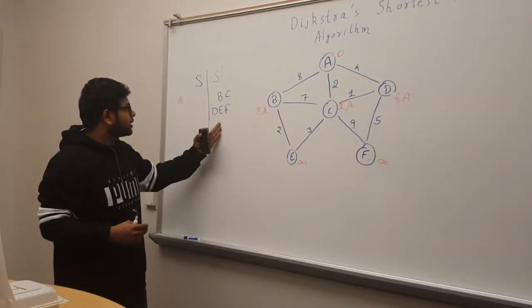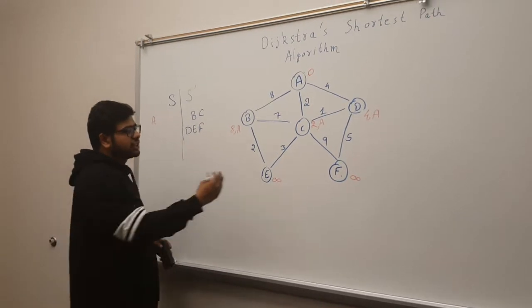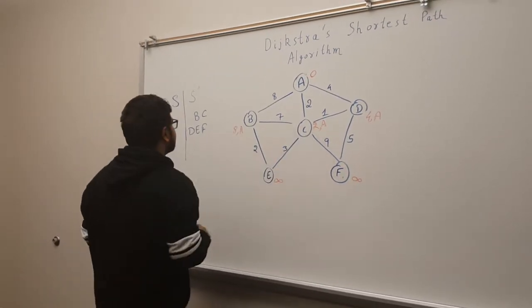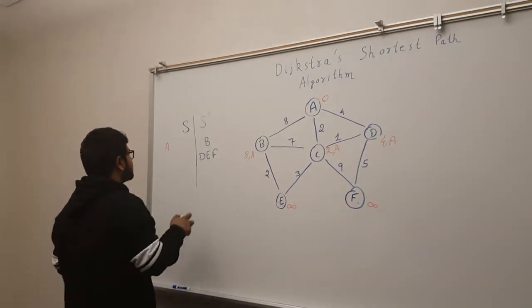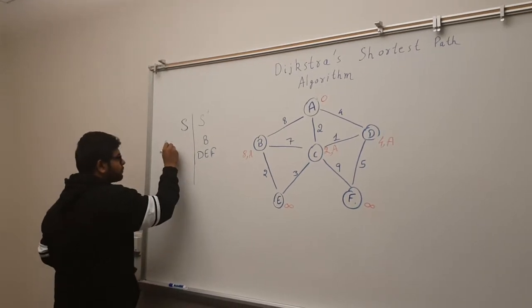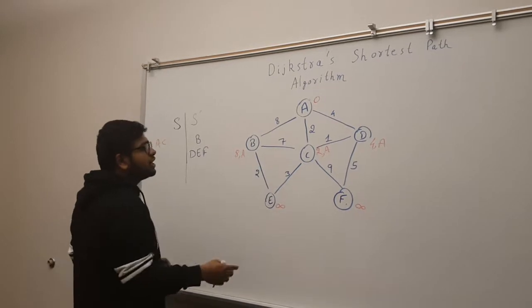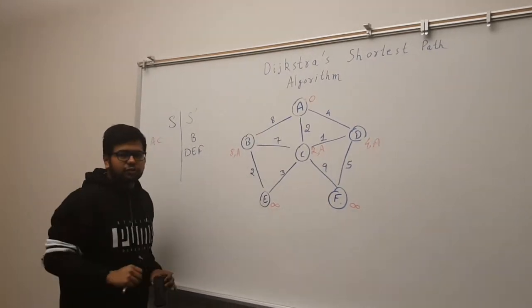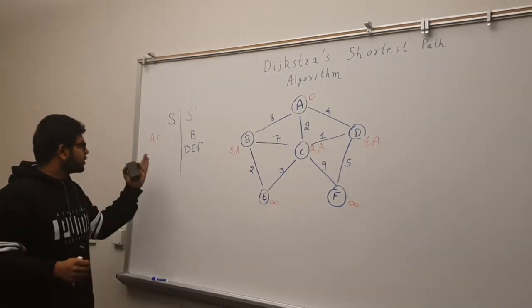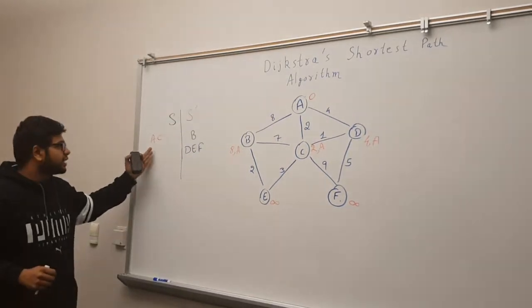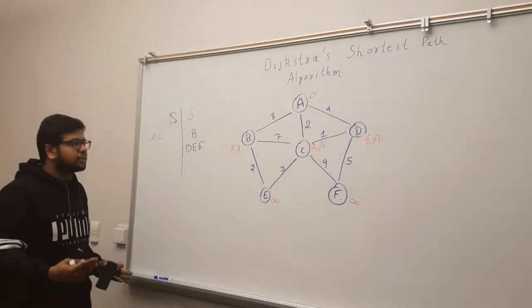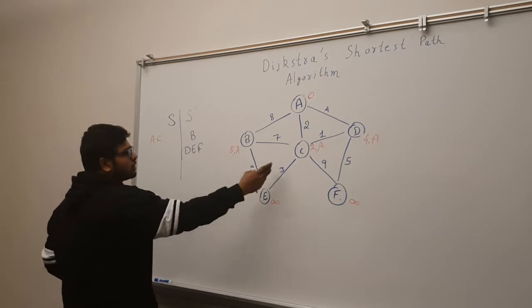Once we are done with exploring all the neighbors of A, we'll again move to the first step, that is, we'll consider all the nodes in S prime and see which of them has the minimum cost. So here it is C. We'll move C from S prime to S, and again consider all the neighbors of C. Note that here A is also a neighbor of C, but we don't need to update the distance of A because A is already present in set S. That is, we already know its minimum distance from the source. So we'll consider all the other neighbors.